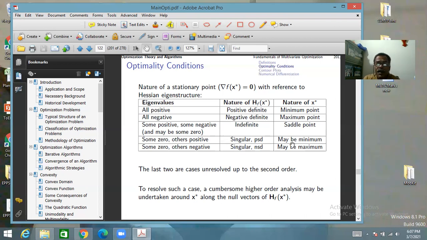In the case of single variable problems, we conducted third order, higher order analysis to draw appropriate conclusions. Such a thing in multivariate problems will not be so easy, but in principle it can be done. If you are adamant that you will resolve it with derivatives, then you can do it. The way to handle it is to consider the null vectors of the Hessian. It is singular, so it will have a null space. So those null vectors have to be analyzed in more detail.